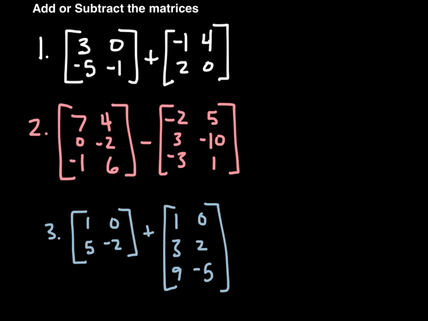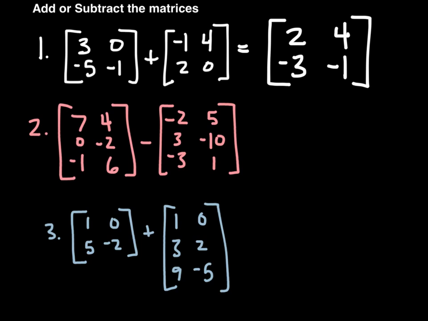All right, so let's go ahead and try some of these out. Here we have 3, 0, negative 5, 1, plus negative 1, 4, 2, 0. So I know I'm going to end with a 2 by 2 matrix. And all I have to do is just add the corresponding elements. 3 plus negative 1 is 2. 0 plus 4 is 4. Negative 5 plus 2 is negative 3. And negative 1 plus 0 is negative 1.